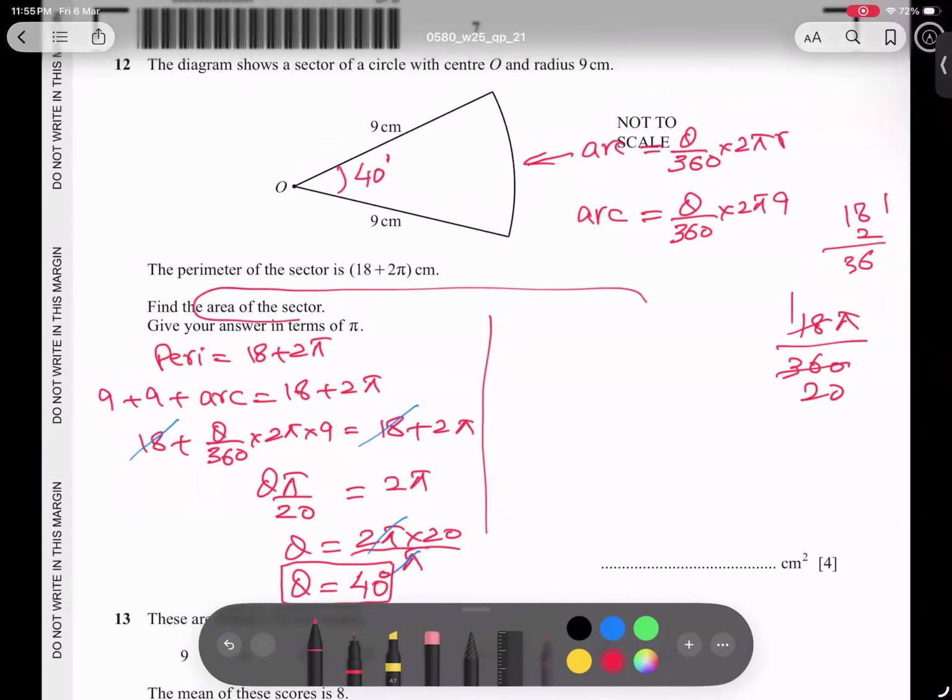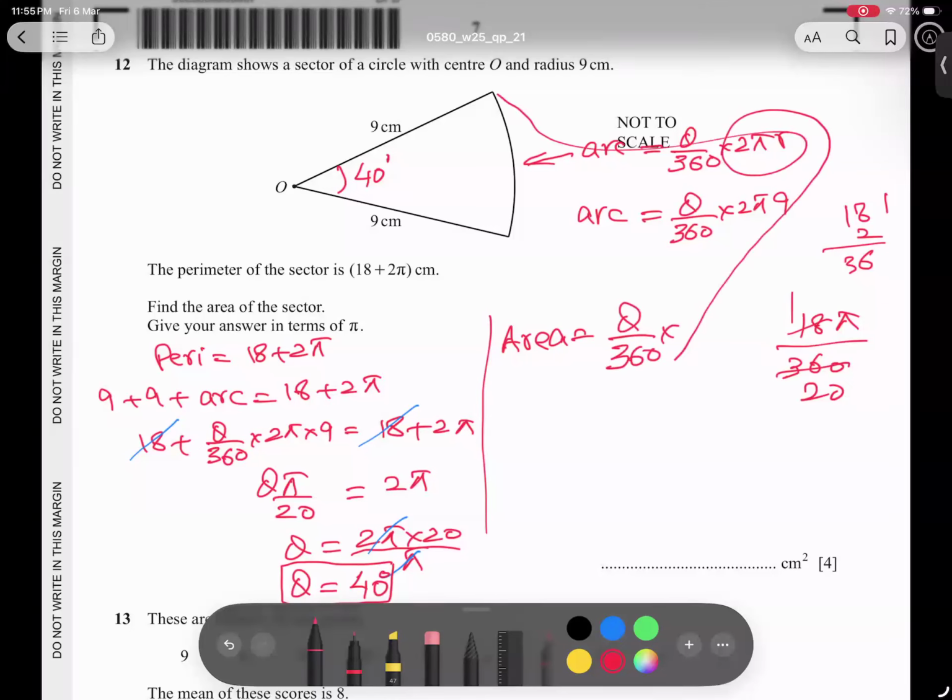Now what is he asking for? The area of the sector, and we have the area of sector formula, but he said in terms of pi. So it means I should not type pi in the calculator. Theta by 360 degree into the circle's area, pi r square. So I'm going to plug in theta is 40, so 40, and radius is 9, you can see clearly.